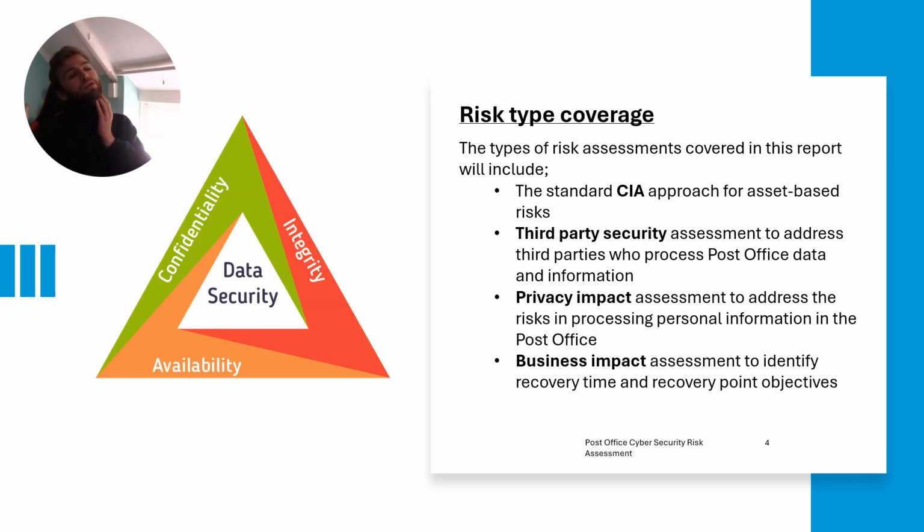So the types of assessments covered in this report will be the standard CIA approach: confidentiality, integrity, availability; third-party security, which is third-party entities processing Post Office data; privacy impacts, which is third-party data processed by the Post Office; and the business impact, which is the recovery time, recovery points, and mitigation.